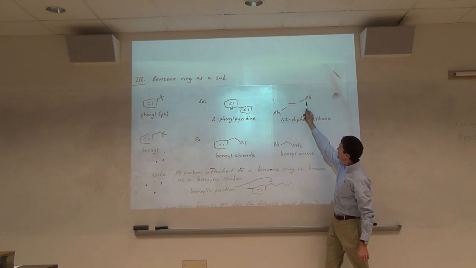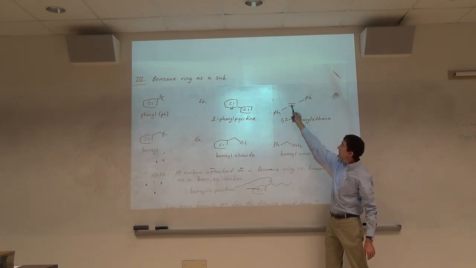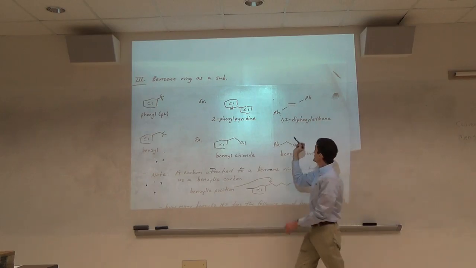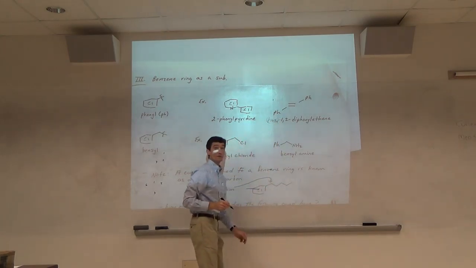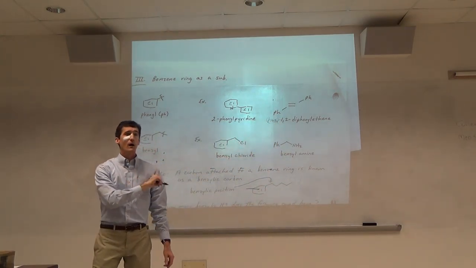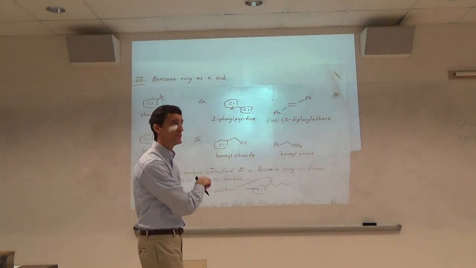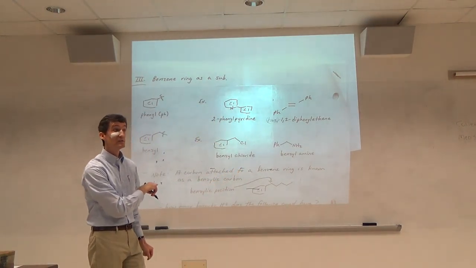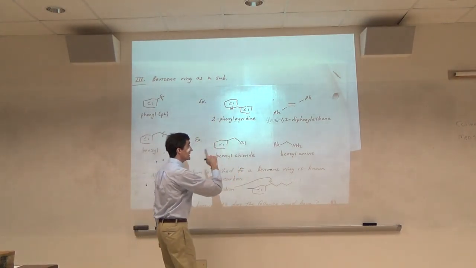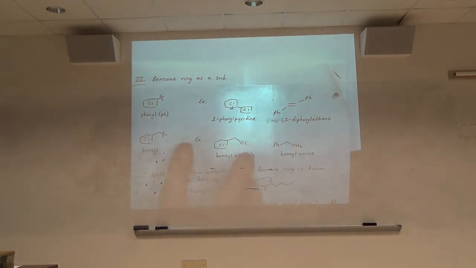This would be called 1,2-diphenylethene. Ethene with 2 phenyl groups. Now, to be more clear, what else do we need here? Trans, a stereochemical descriptor. What's a common name for that molecule? We used it in organic 1. Trans-stilbene. Remember using it? But that's kind of a super common name.